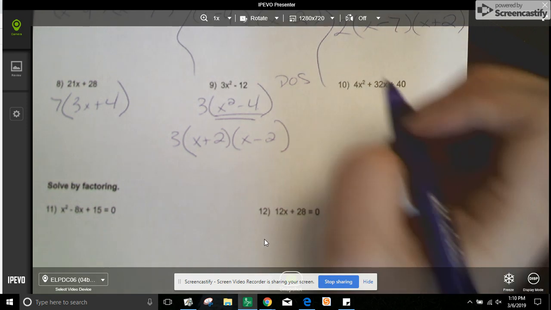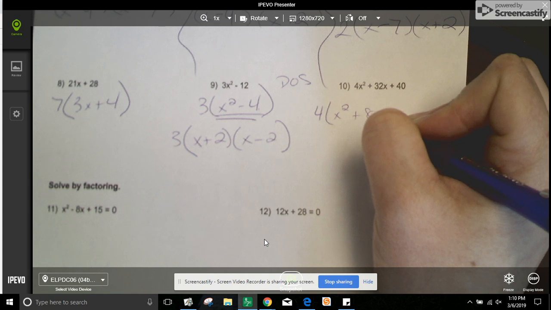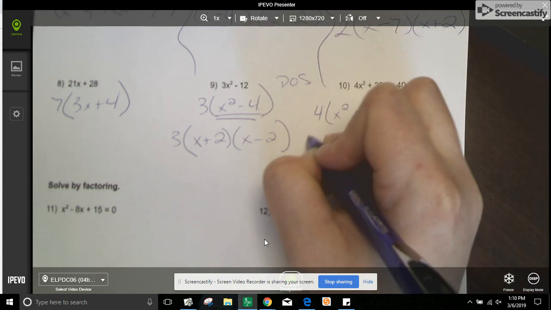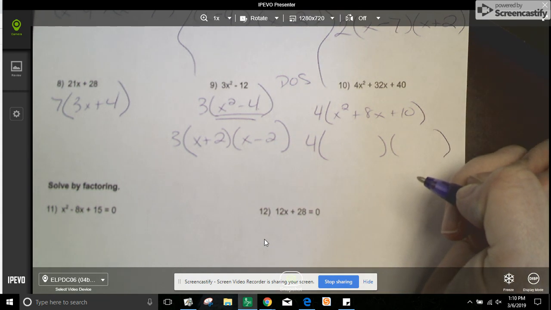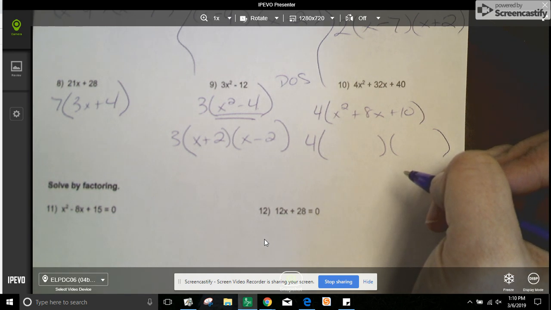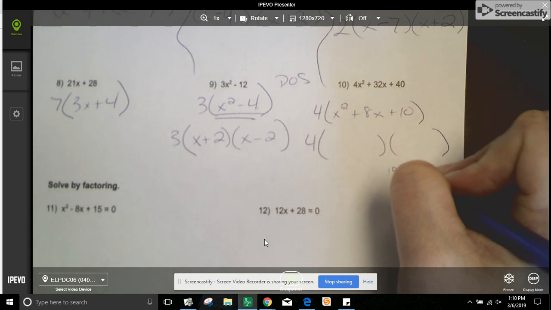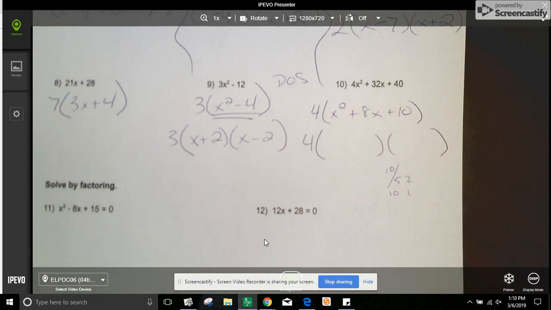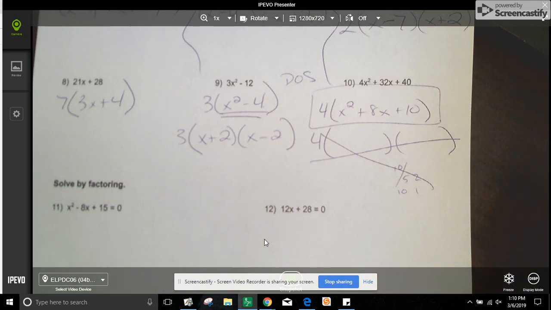For the last one, factor out a 4. And then what multiplies to 10 and adds to 8? Let's see, so 5 and 2, 10 and 1. It looks like nothing multiplies to 10 and adds to 8. So then that would be it. That's as far as you could go. You can't factor any farther.